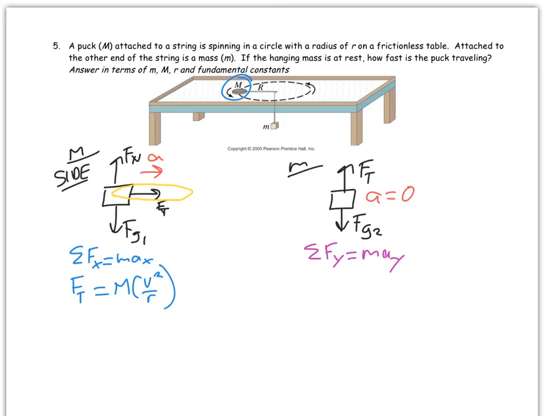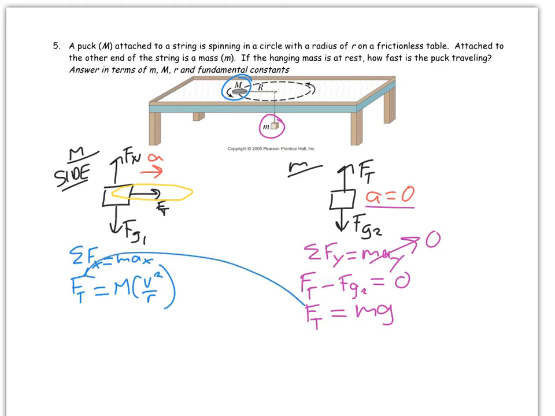For the other one, for the hanging object, we're going to have Ft minus Fg2, and that's going to be equal to 0 because my acceleration is 0. So I can say that Ft is equal to little m, the mass of this object, times g. I can now combine those two equations, so I can substitute in Ft into my equation for the puck, and I can just say little m times g equals big M times v squared over r.